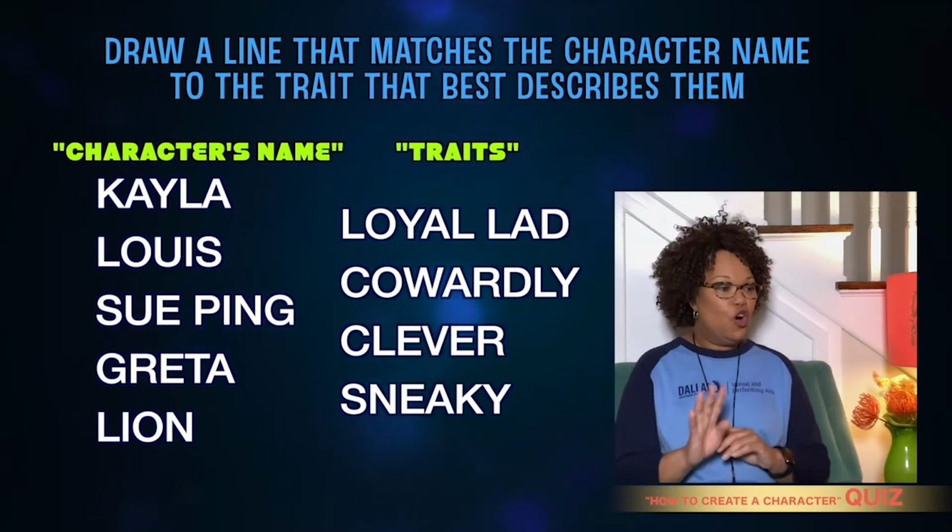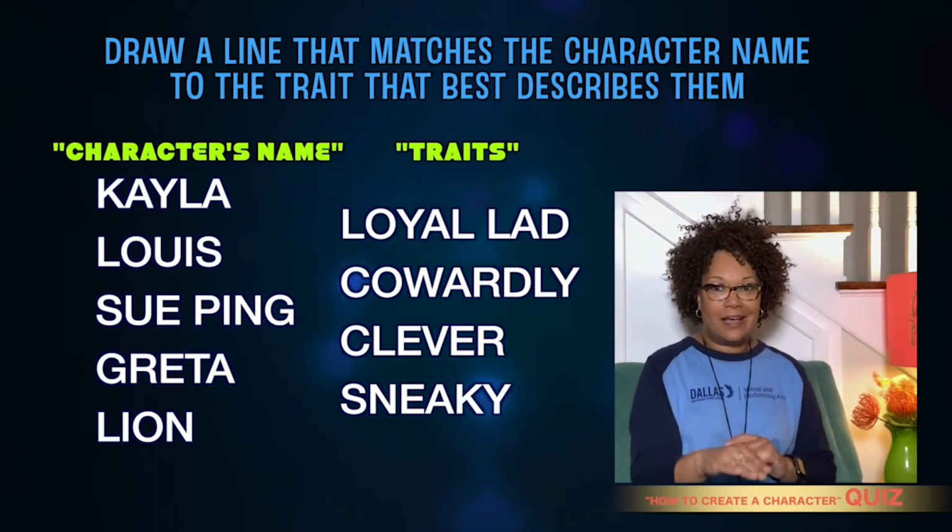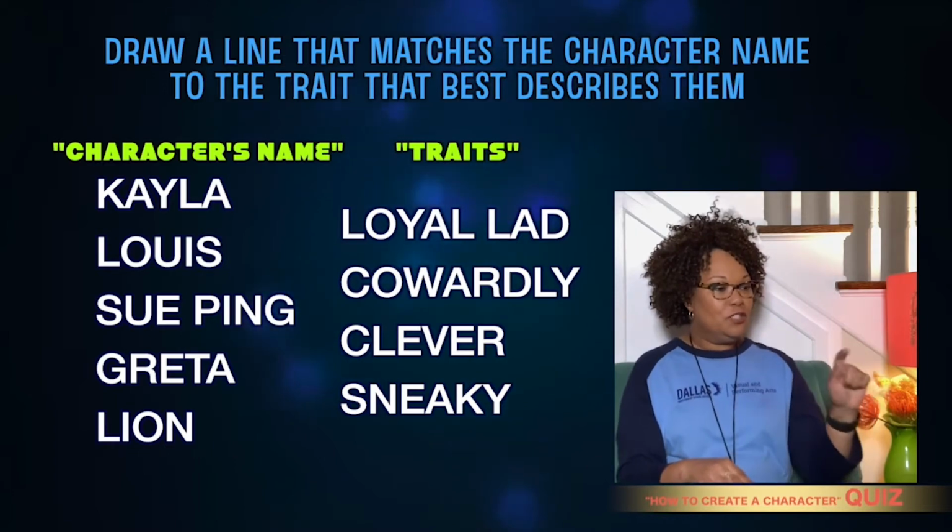Now keep in mind, you only have 4 traits listed in that column, but over to the left, you have 1, 2, 3, 4, 5 character names. So I put an extra name in there to just try to trick you a little bit. So what you have to do, you have to crisscross and match the name with the trait.